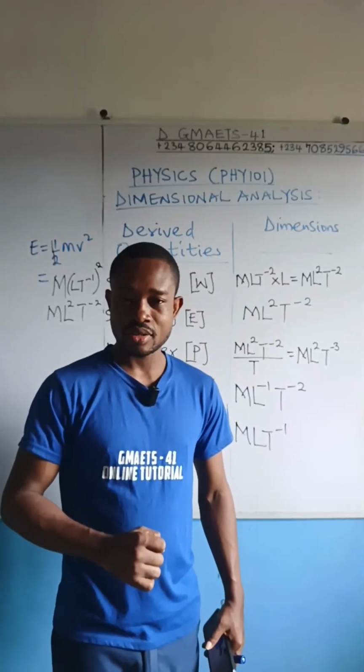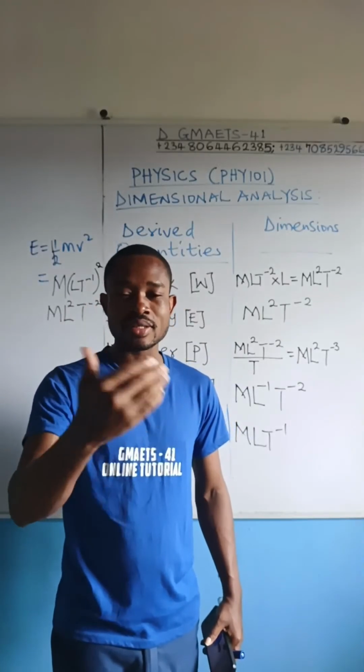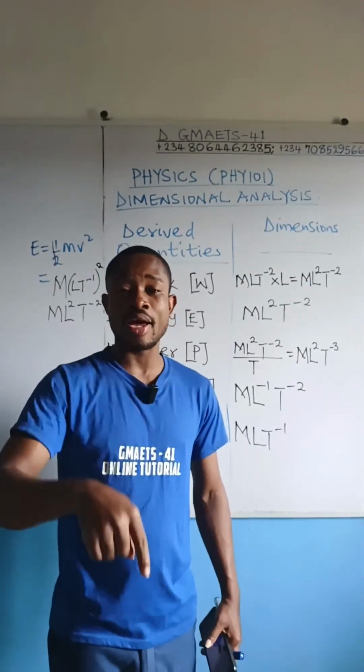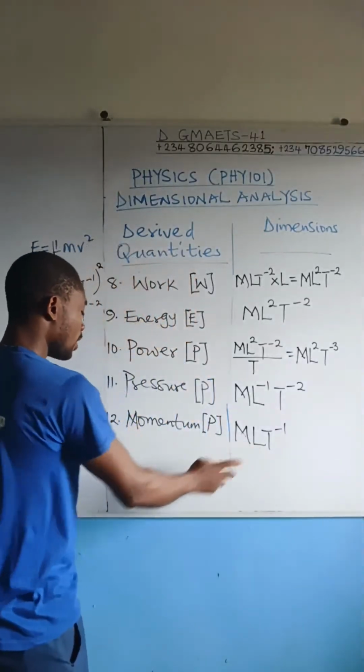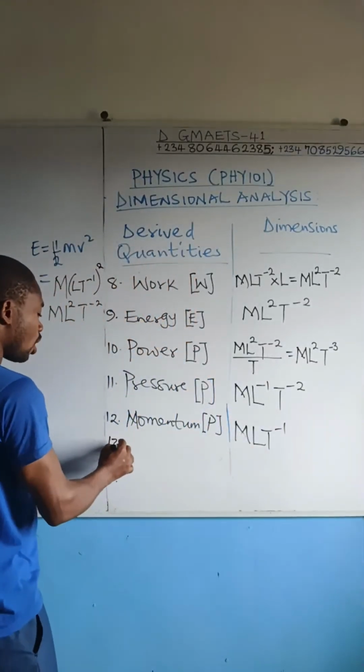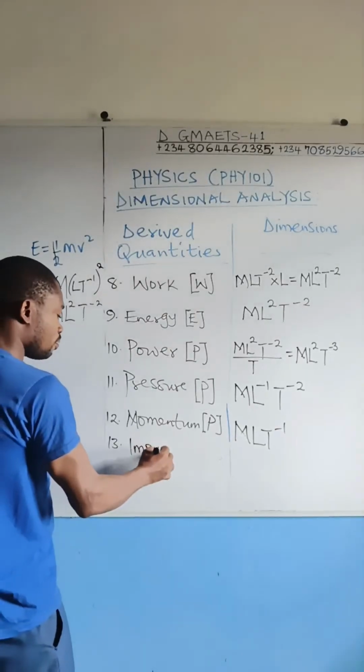So to get the dimension of momentum is simply mass times velocity: the dimension of mass, which is capital M, times the dimension of velocity, which is LT to the power of minus 1. Look at it. What about the dimension of impulse? Impulse.